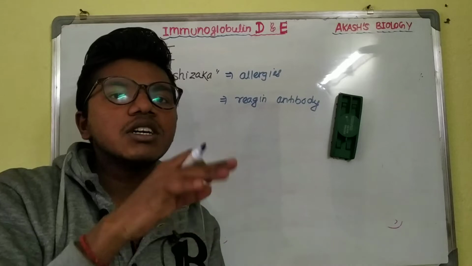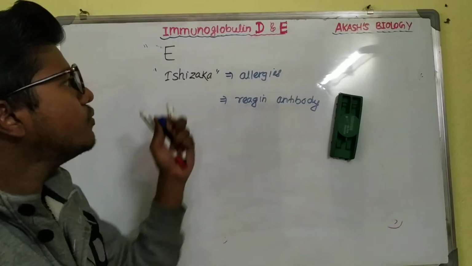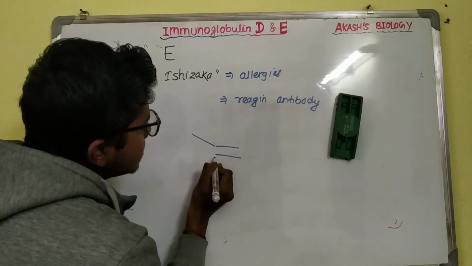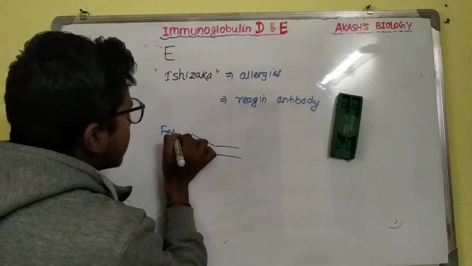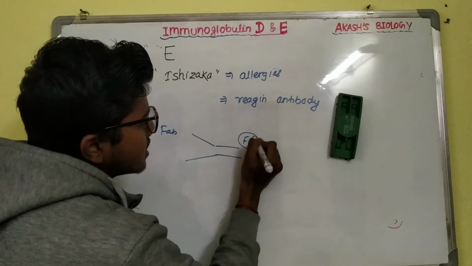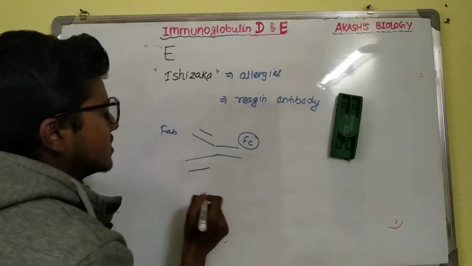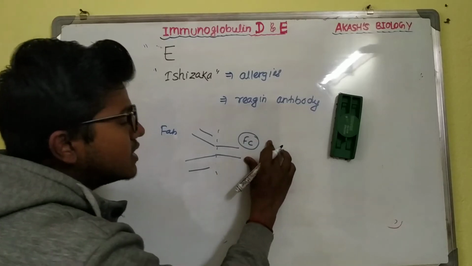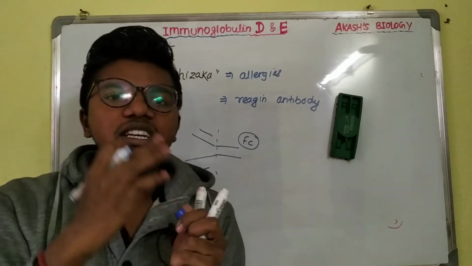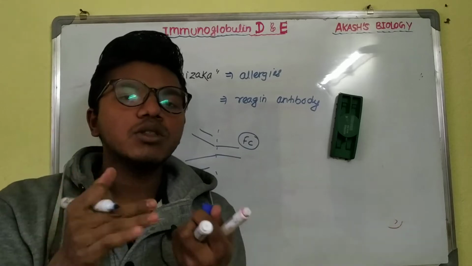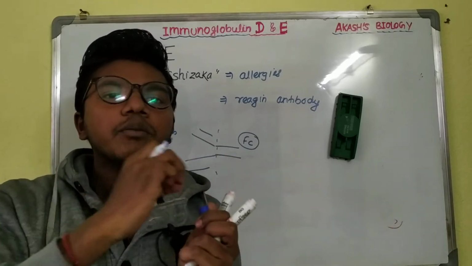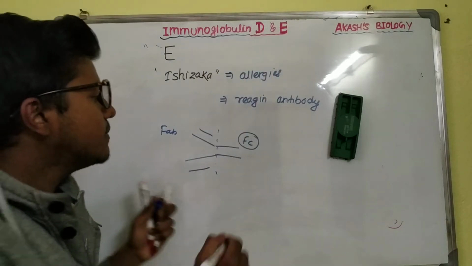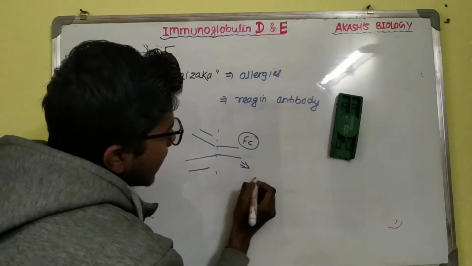Or any type of immunological hypersensitivity. If we see the structure of IgE, this is the immunoglobulin, this is the Fab fragment, this is the Fc fraction of crystallization, with light chains. From the hinge region, what is the main function of Fc? It will combine with either the macrophages or the C3 component of complement. In the case of IgE, this Fc fragment will combine with the mast cell.